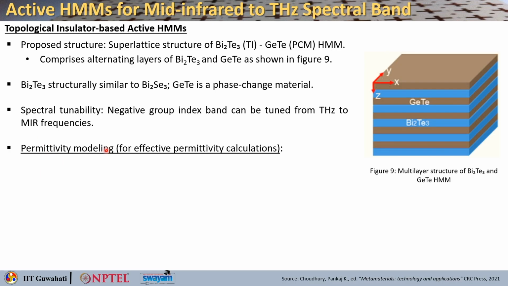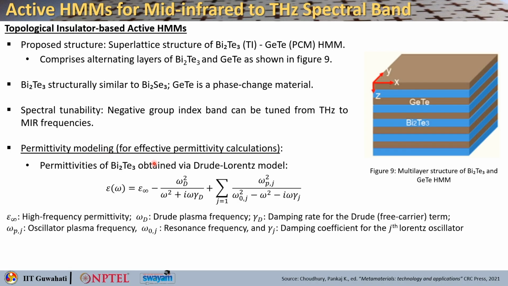So again, you can use effective medium theory for modeling the permittivities. You can first consider the dielectric permittivity of bismuth telluride. It can be obtained using a Drude-Lorentz model. We have discussed this earlier. So you can use this particular model: epsilon of omega equals epsilon infinity minus omega d squared divided by omega squared plus i omega d. Okay, so this is basically the Drude term, and then you have the Lorentz oscillator model. So you have a summation over j equals 1 to the number of Lorentz oscillators you will be using.